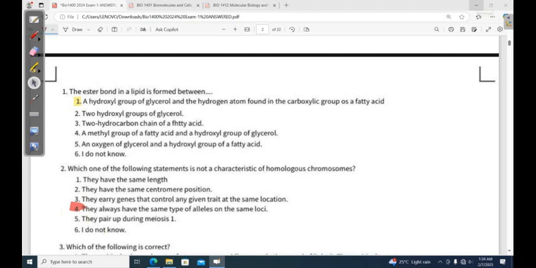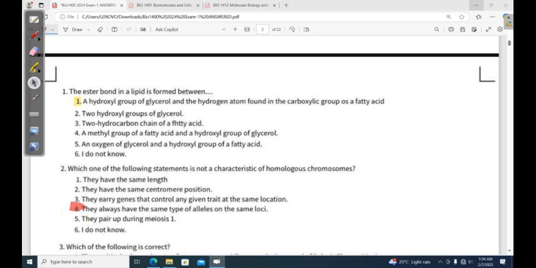Alright, so we are going to answer Biology 1400, exam paper 2024. Our first question reads: the ester bond in a lipid is formed between 1. A hydroxyl group of glycerol and the hydrogen atom from the carboxylic group of a fatty acid. 2. Two hydroxyl groups of glycerol. 3. Two hydrocarbon chains of a fatty acid. 4. A methyl group of a fatty acid and the hydroxyl group of a glycerol. 5. An oxygen of glycerol and the hydroxyl group of a fatty acid.